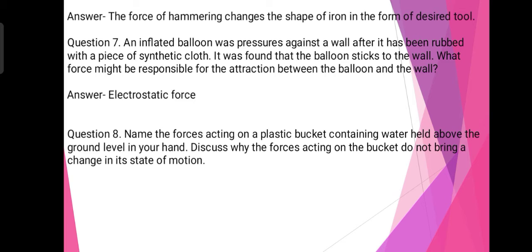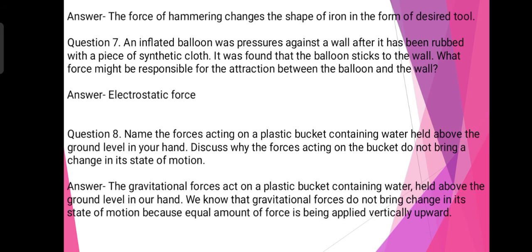Question number 8. Name the forces acting on a plastic bucket containing water held above the ground level in your hand. Discuss why the forces acting on the bucket do not bring a change in its state of motion. The answer is the gravitational force acts on a plastic bucket containing water held above the ground level in your hand. The forces do not bring change in its state of motion because an equal amount of force is being applied vertically upward.